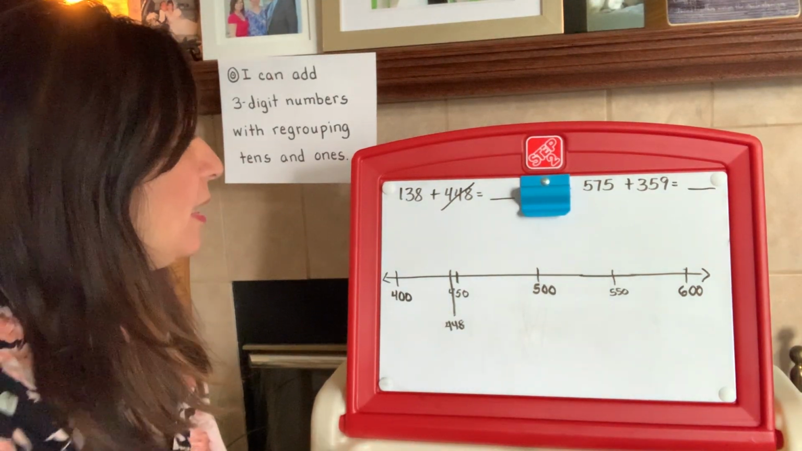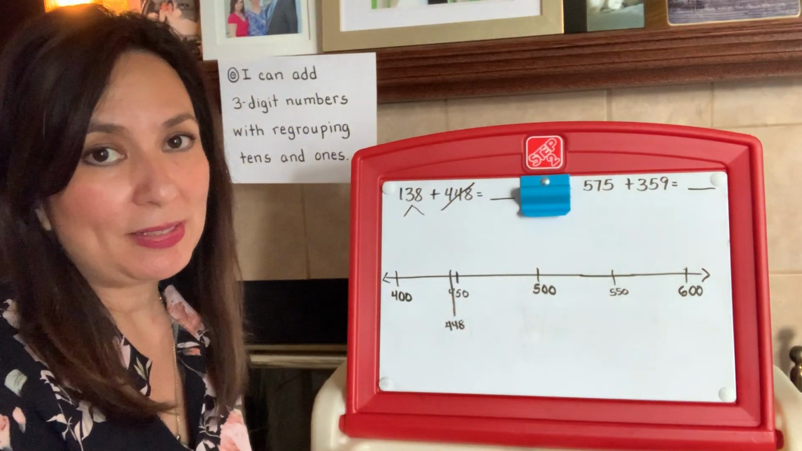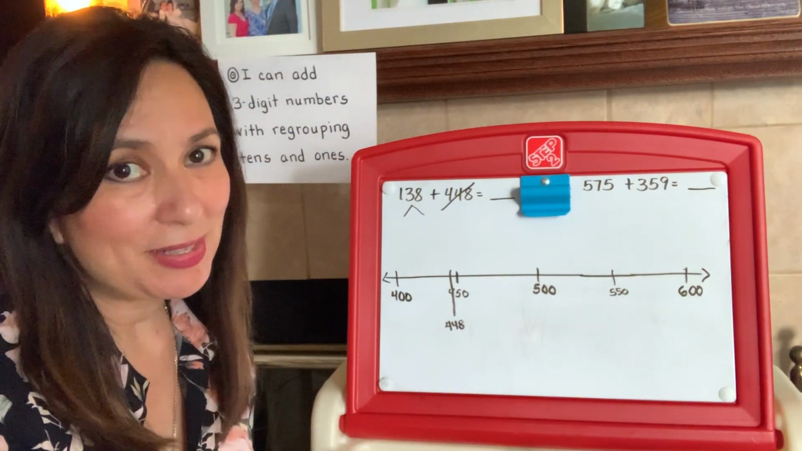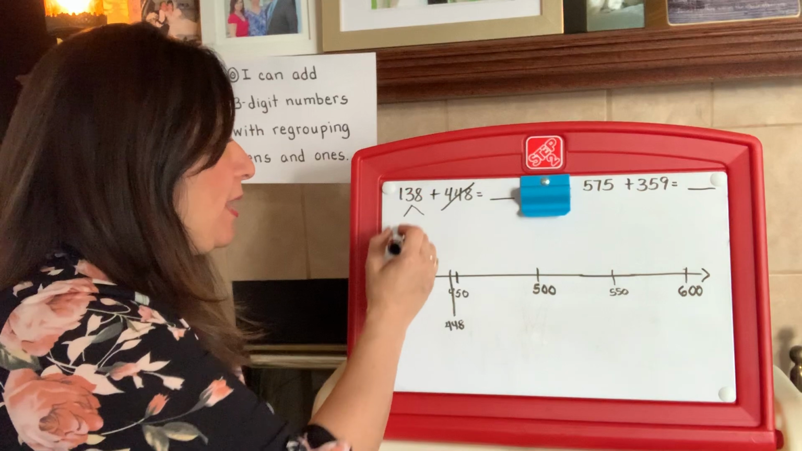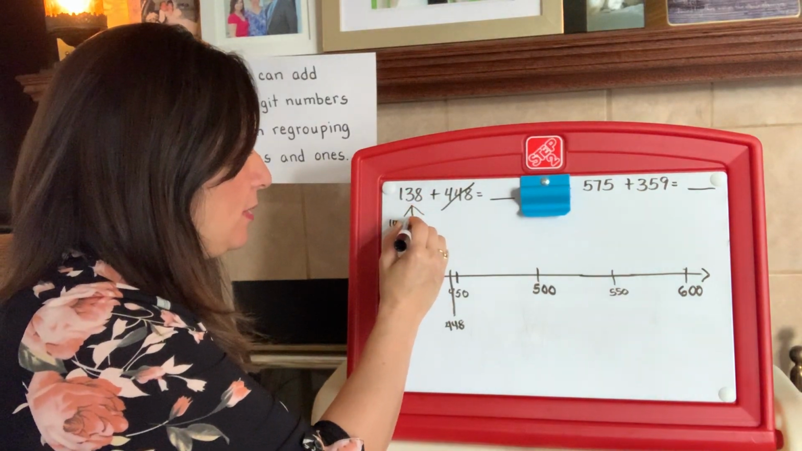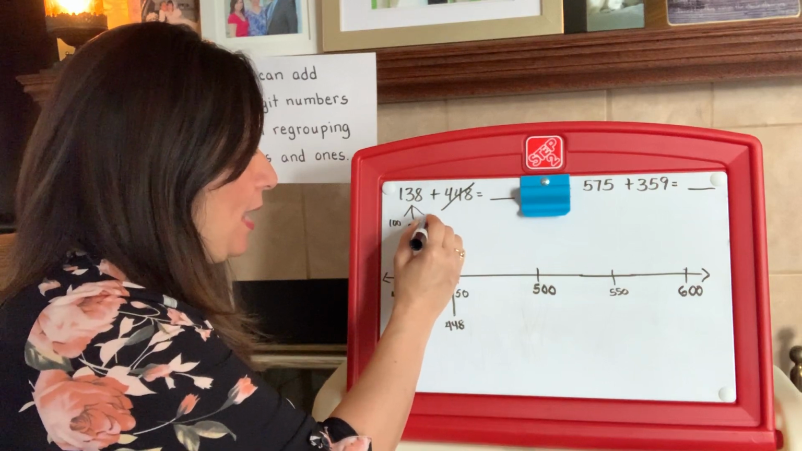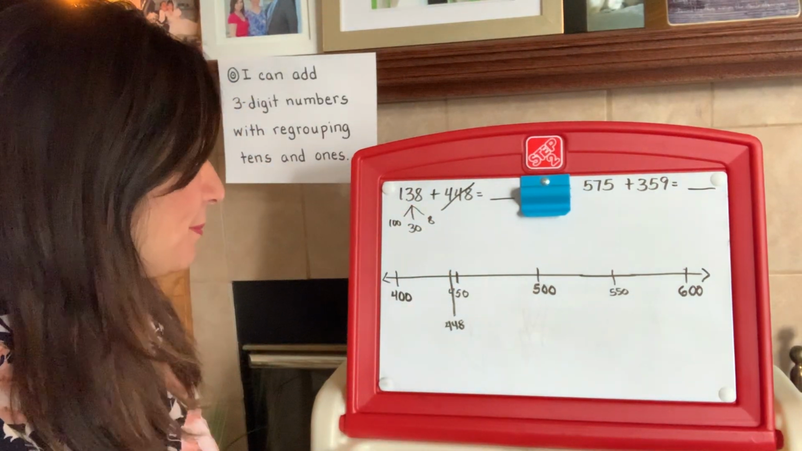Now I've positioned 448, so I've crossed it off. I'm done with it. Now I'm going to look at the other addends, and I'm going to decompose it by place value. It just helps guide my thinking. So the value of the 100 is 100. I need another line here. The value of 3 tens is 30. And then we have 8 ones.